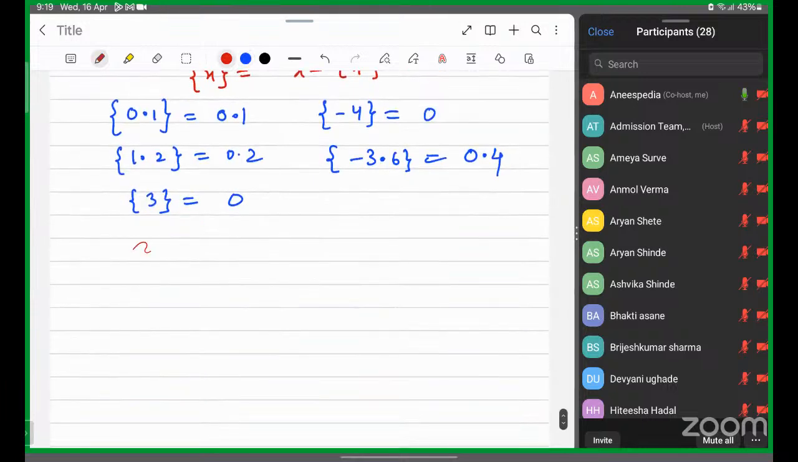If you are looking for its domain, it will be all possible real values, and if you are looking for its range, it will always be between 0 and 1. It cannot attain 1, but it can attain 0. So the range will be 0 to 1, including 0. Understood?